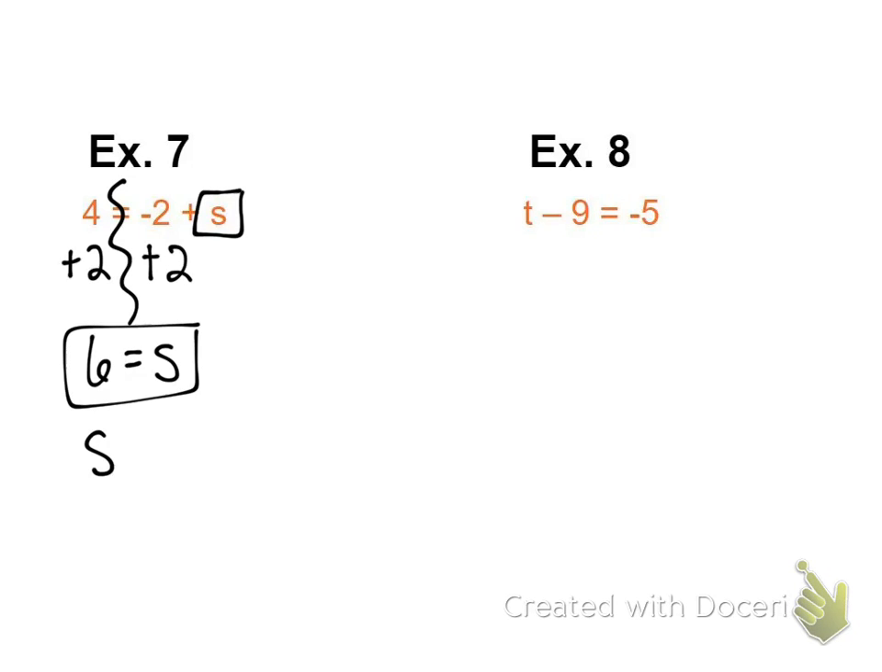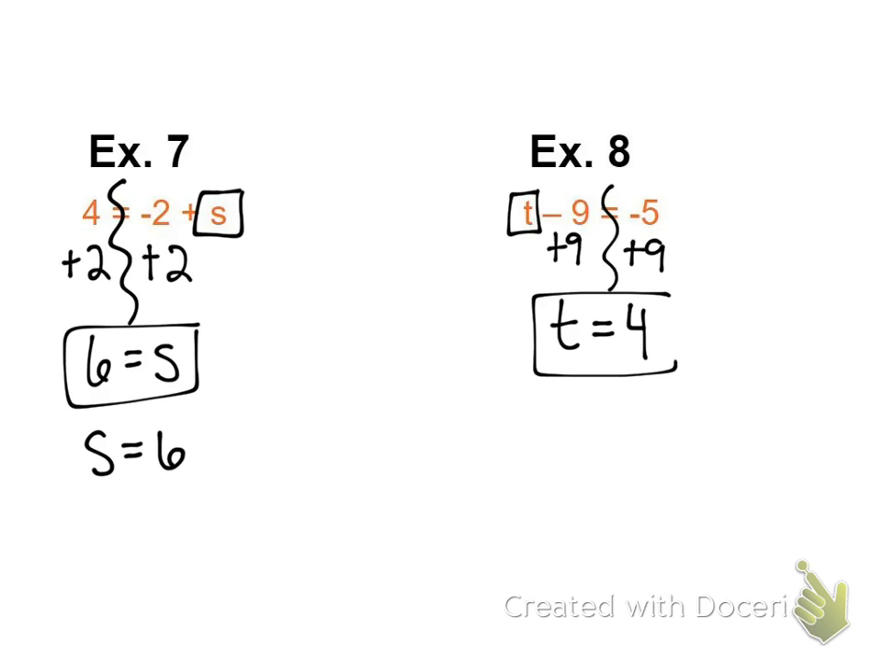If you write it as s equals 6, that's the same thing, so I don't really care if you write it forwards or backwards. What do we get on number 8? 4. How do we get it? Good. Add 9 to both sides. And our answer should read what altogether? T equals 4. You should have the variable equals the solution. Questions before we move on?